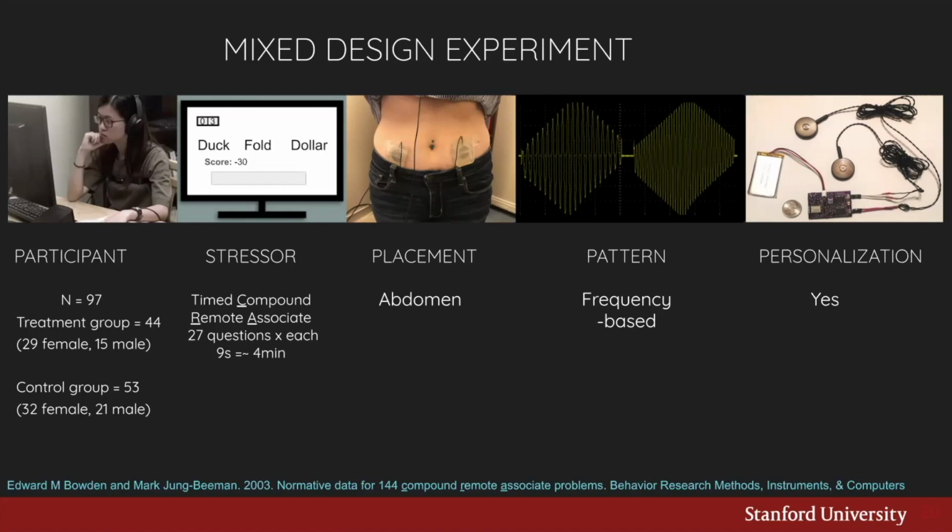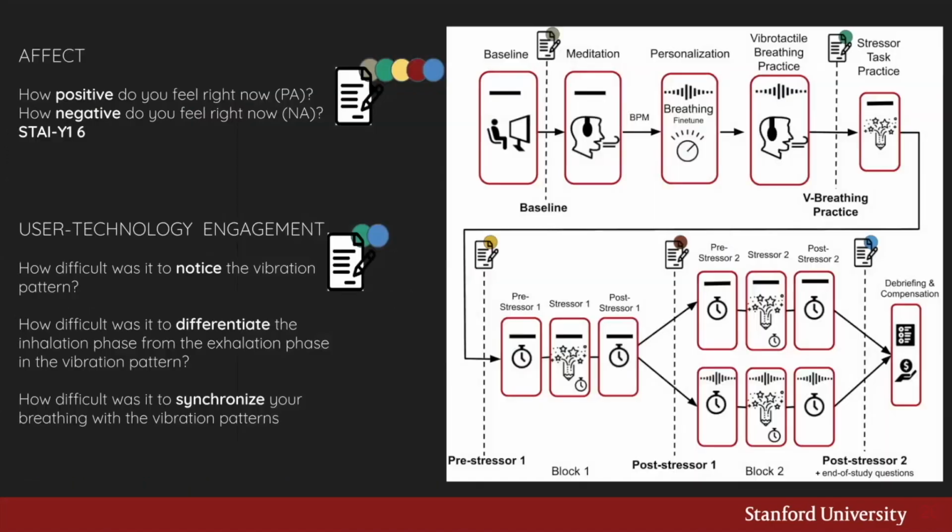Our mixed design experiment had 2 sets, and each set had 27 CRA questions, with each question taking about 9 seconds for a total of approximately 4 minutes per set. Notice that it was easy to use deception in the study by telling participants that we are interested in studying the link between creativity and haptics. Here is a flowchart of the study experimental design.